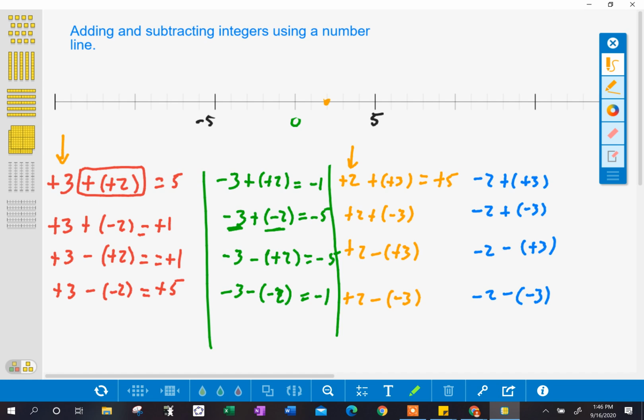If I start at positive 2 and I'm adding 3 negatives, well, 3 negatives would be this much, but I'm going to add it to here. So really, I'm going to go 1, 2, 3, and that puts me at negative 1.